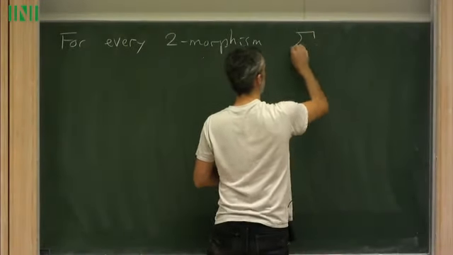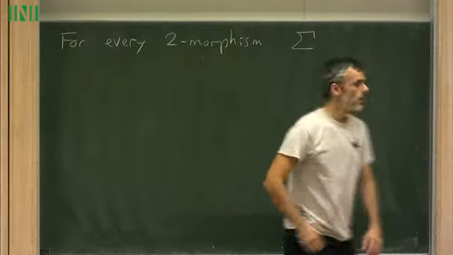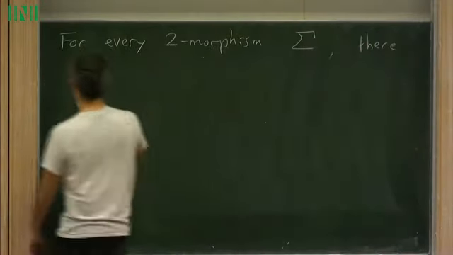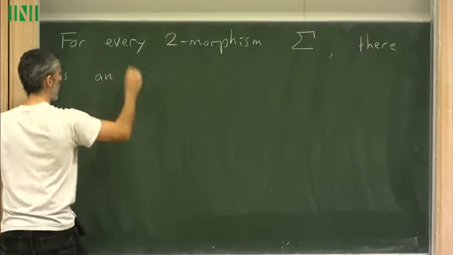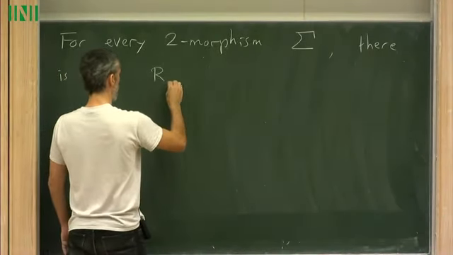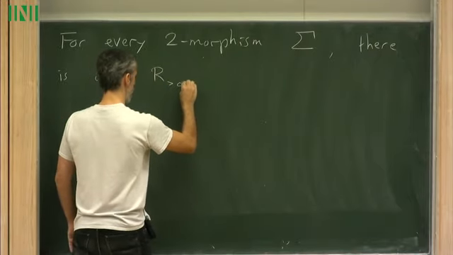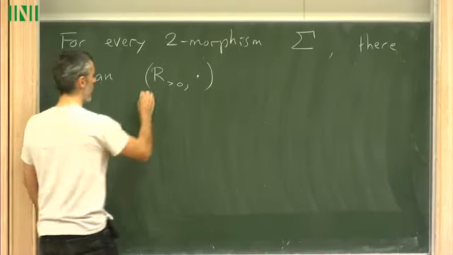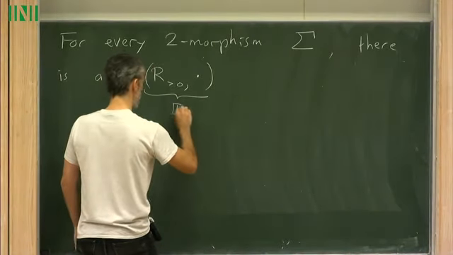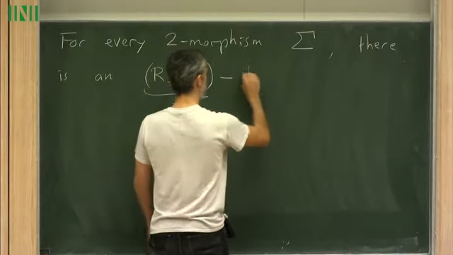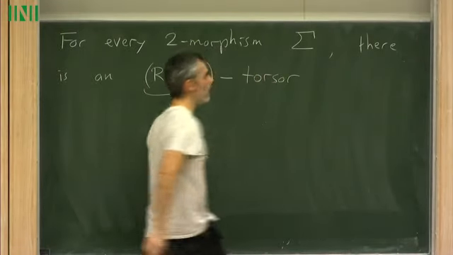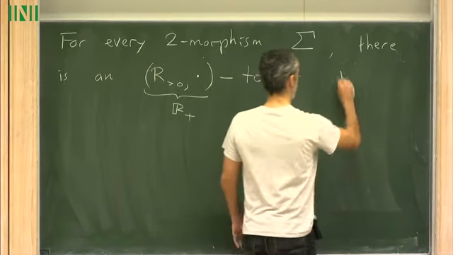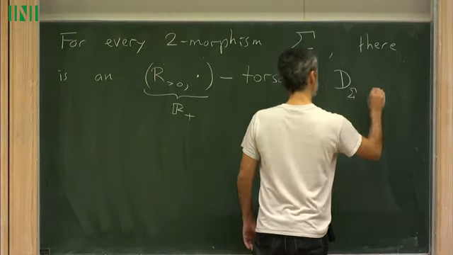for every two morphism sigma, so one of these, there is an R. So the multiplicative group of positive real numbers, let me call that R plus. So there's a torsor for that group, which is associated to sigma. Let me call it D sub sigma.